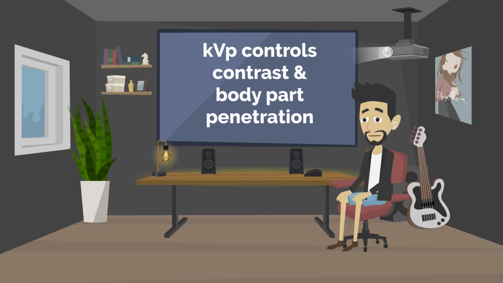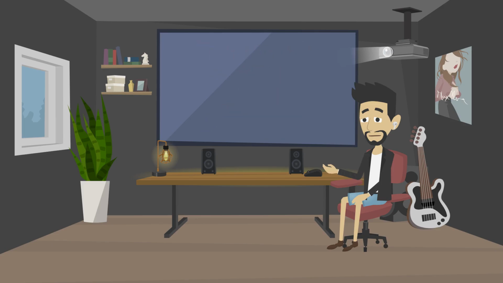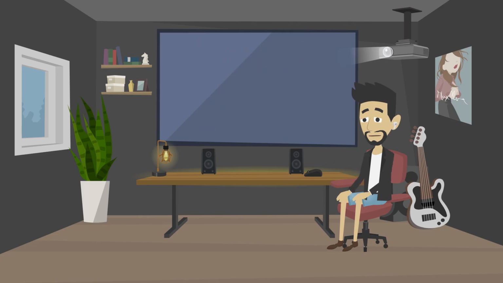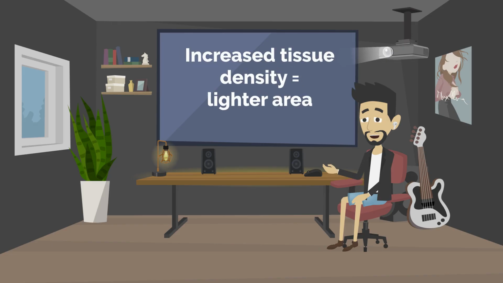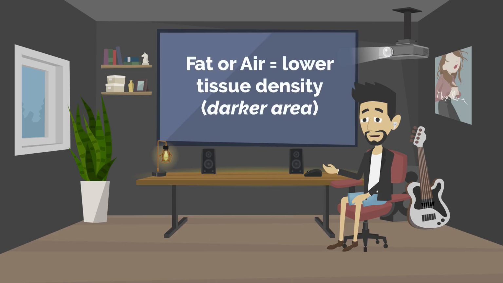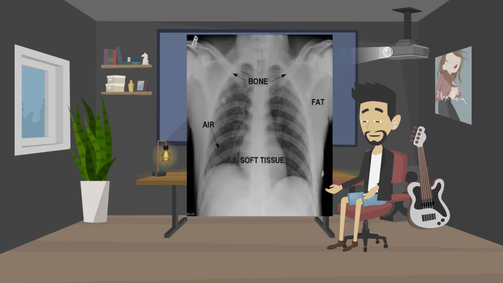Be careful not to confuse radiographic density with tissue density, which refers to the mass density of the body part. Increased tissue density, as in bone, for example, causes a lighter area on the radiograph because it absorbs more primary radiation, leaving less exposure on the IR. However, fat has a much lower tissue density than bone, so it absorbs less primary radiation and produces a darker area in the image. Air has no density and is completely black on X-rays.